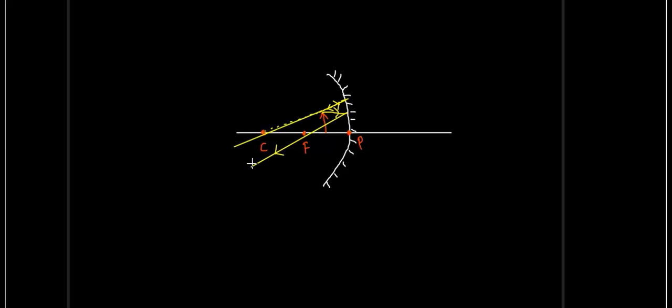Okay. Are they going to meet anywhere? No. So what are we going to do? We are going to produce them backwards like this. So if we produce them backward, what do we get? We get an image which is erect like this. Okay. So let us write the answers. So this is your ray diagram. Make sure you mark everything correctly.